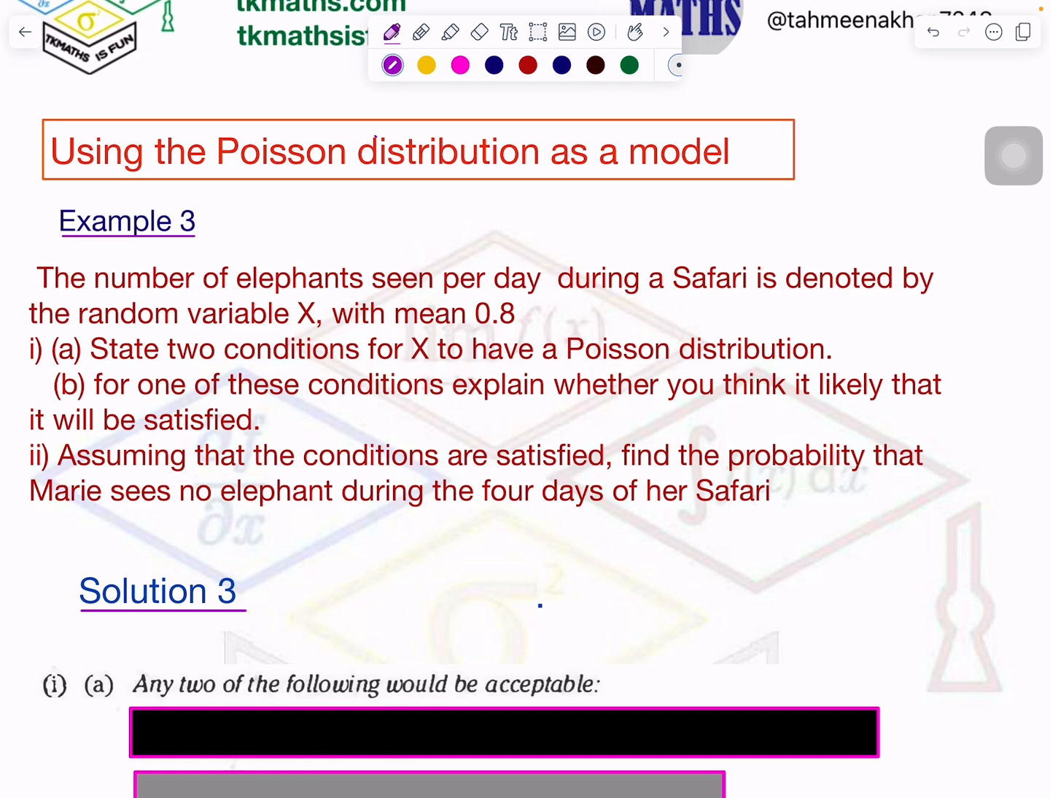In today's video, which is video number 2 on the explanation of Poisson distribution, which is part of the syllabus of A-level mathematics S2, this example is a starter for you.